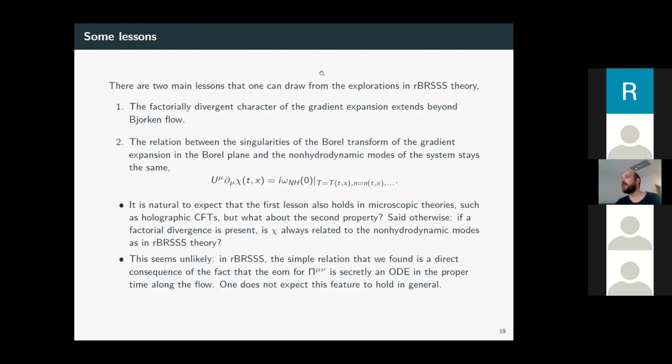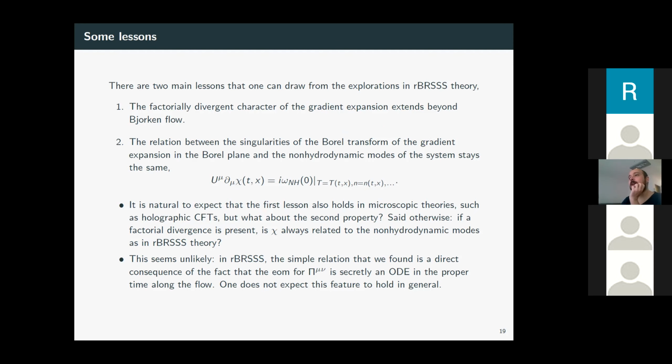Good. Okay. So I will conclude this part about BRS3 theory, and I would just mention several lessons that we can draw from it. The first one is the most obvious one, which is that the factorially divergent character of the gradient expansion extends beyond Bjorken flow. I think I have provided sufficient evidence to demonstrate this point.